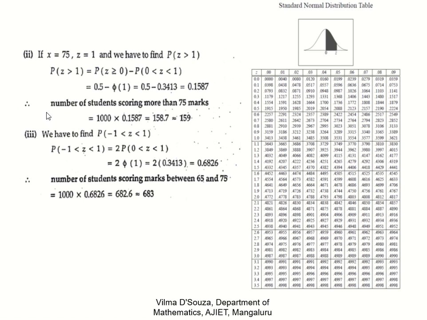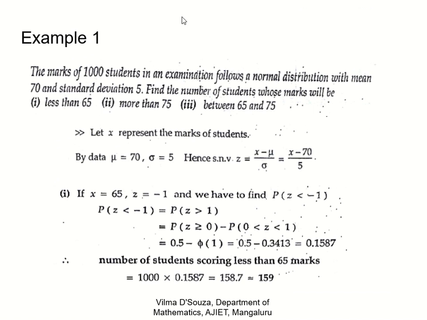Which is the same as 0.1587. So the number of students scoring more than 75 marks is 1000 into this probability, 0.1587. That will come as 158.7. As I told you, it is the number of students, so you are rounding it off. Your answer is 159. Okay, what is the next one?